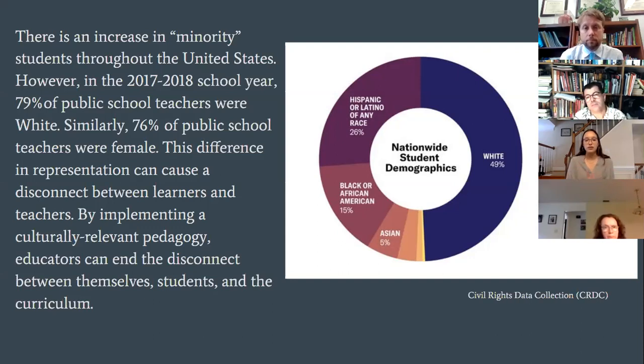However, even with these changes in demographics among students, in the 2017 to 2018 school year, 79% of public school teachers were white, and similarly, 76% of public school teachers were female. This alone can be problematic, but it can also be problematic when talking about understanding the students. So the difference in representation can really have a disconnect between the learners and the teachers.